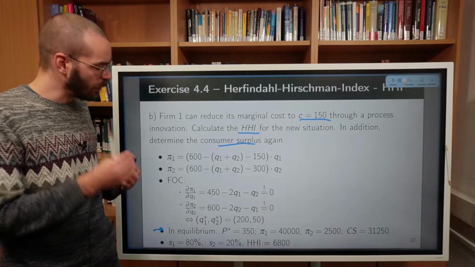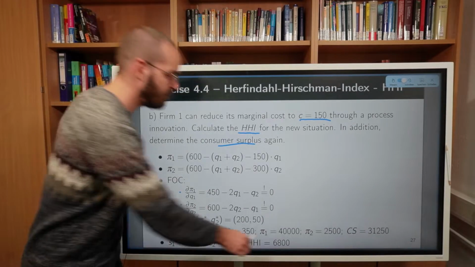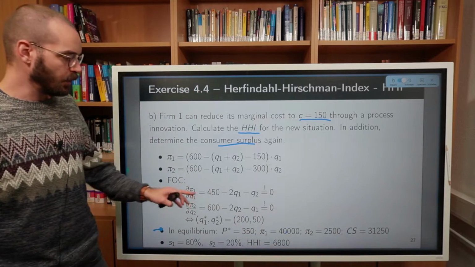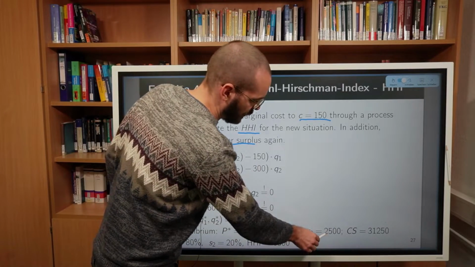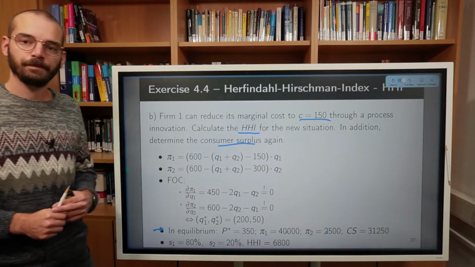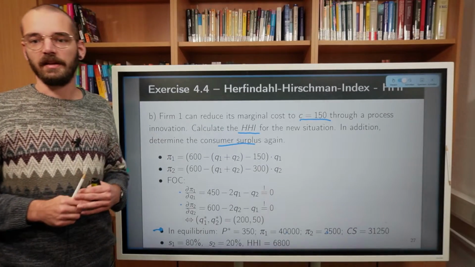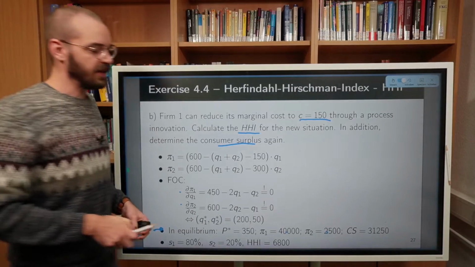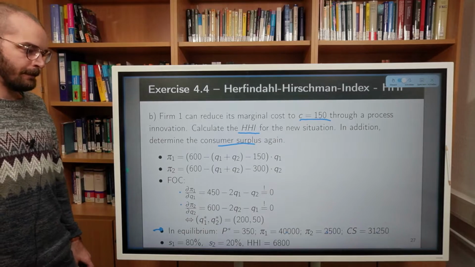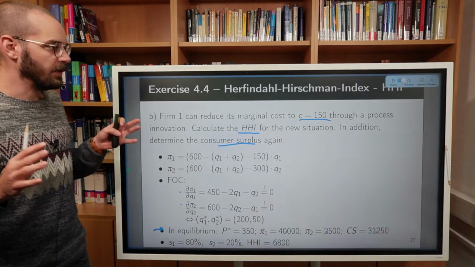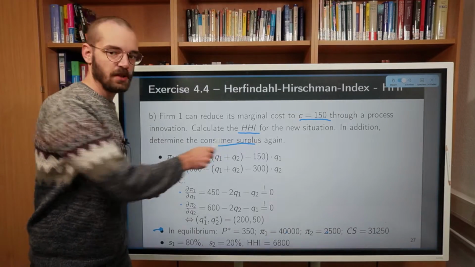and then, knowing the quantity of firm 1 and the price in the market, we can calculate that the profits of firm 1 are 40,000. Knowing the quantity of firm 2 and the price in the market, we can calculate that the profit of firm 2 is 2,500. And of course, knowing the total quantity in the market and the price in equilibrium, we can calculate the consumer surplus, which is 31,250.